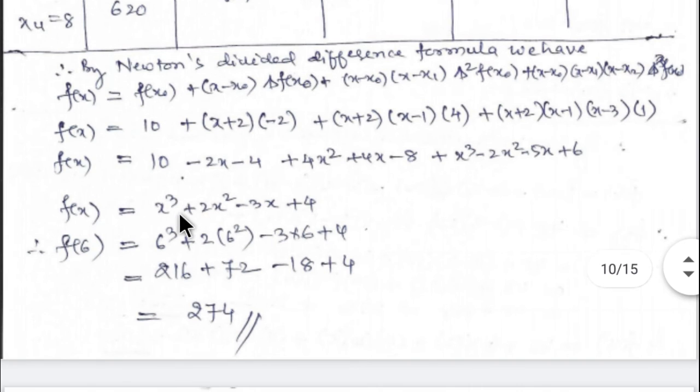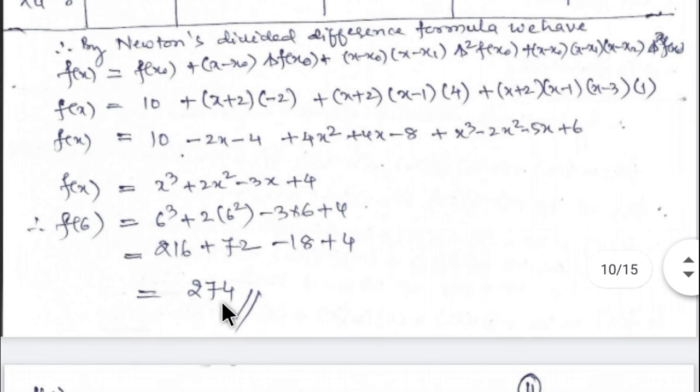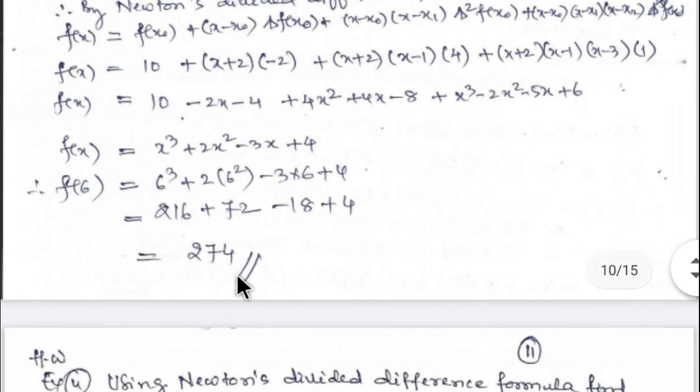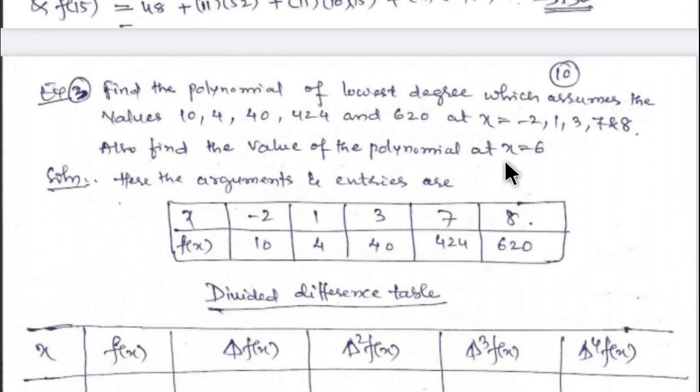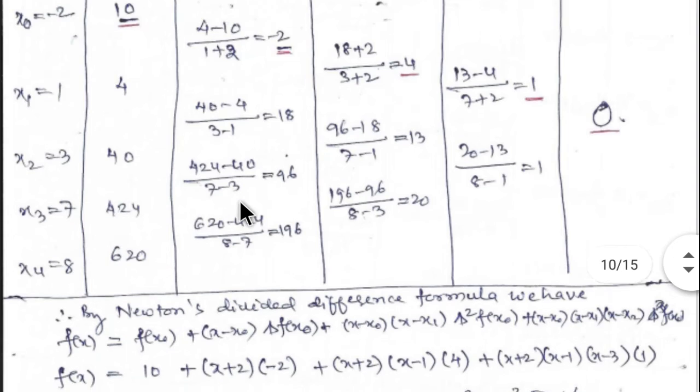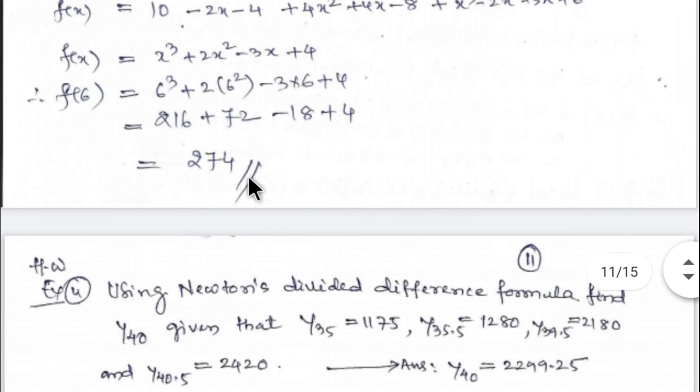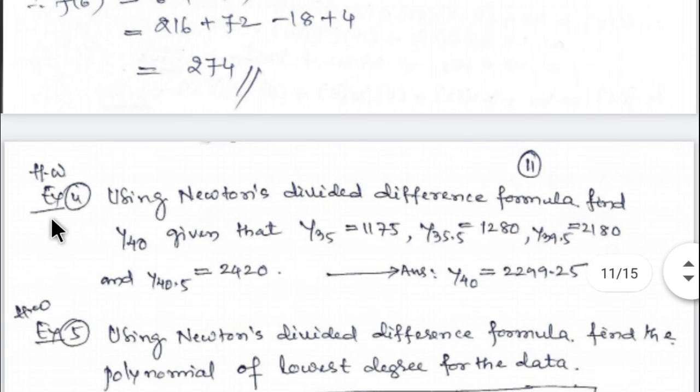If they want the f of 6 value, substitute the x value here. You get 6 cube, simplifying, you get 274. This is the value of the polynomial at x equal to 6, 274. Okay, then these are the examples for practicing.